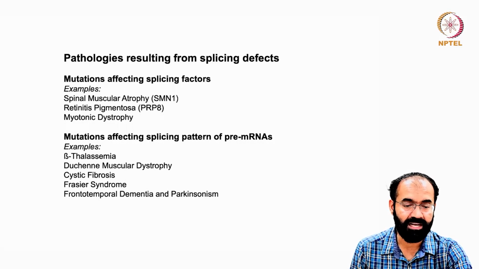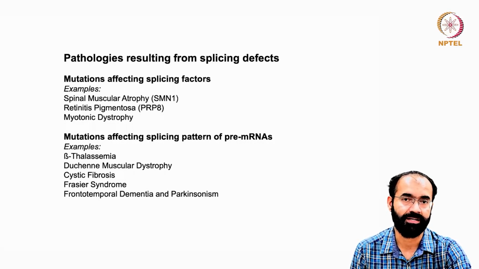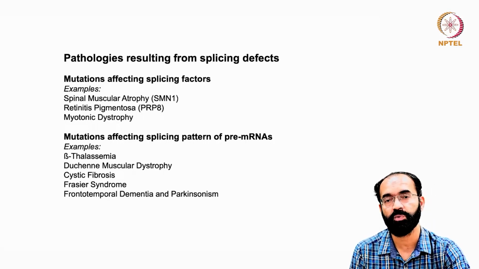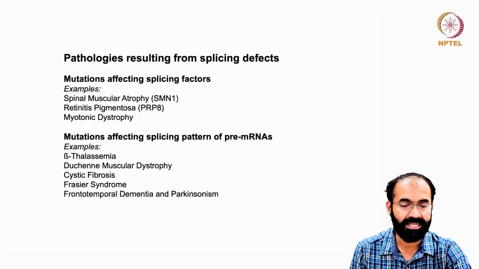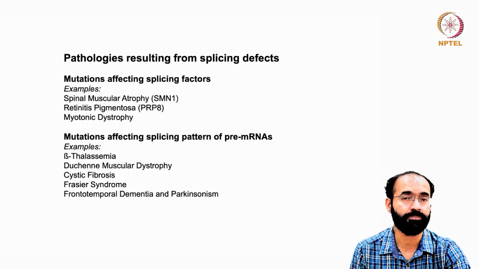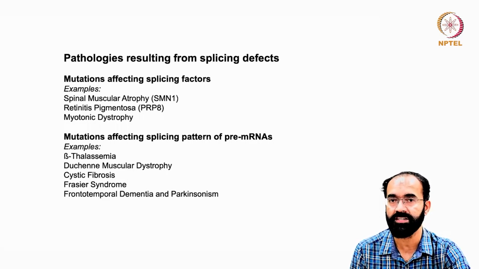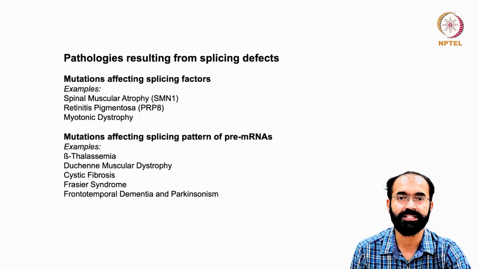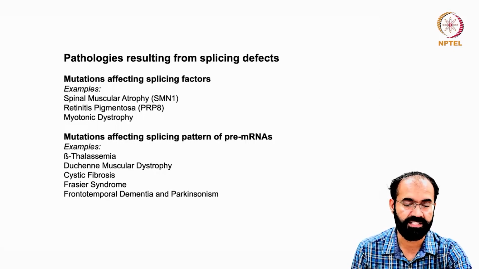And there are mutations affecting the splicing pattern of pre-mRNA. That means it is affecting a given splicing event. Proteins are intact, but the splicing got affected despite the proteins being intact. So that can affect in a candidate manner. If the splicing protein is affected, it will affect every splicing. But if one splicing is affected, then that particular gene is affected.